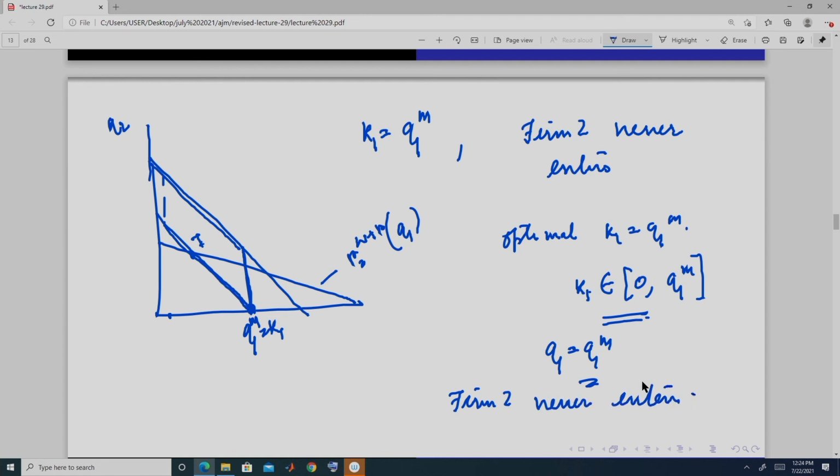And so this case is called a blockaded monopoly. Farm 1 produces monopoly output and still farm 2 does not enter. So, it gets the monopoly profit. Why? Because the entry cost is such that if it enters, farm 2 earns a negative profit. Okay? So, that is the reason.